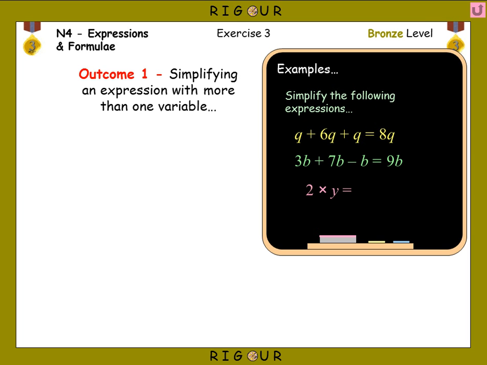So that's a few adding examples. Now for some multiplying. So 2 times y, a simpler way of writing this in algebra is we can just put the 2 and the y next to each other. So that's just 2y. And m times 7, again we can just put these two terms next to each other with the number first. That's going to give us an answer of 7m.